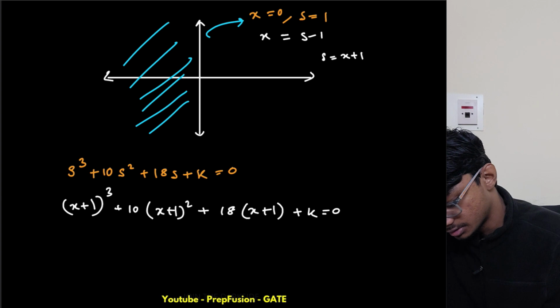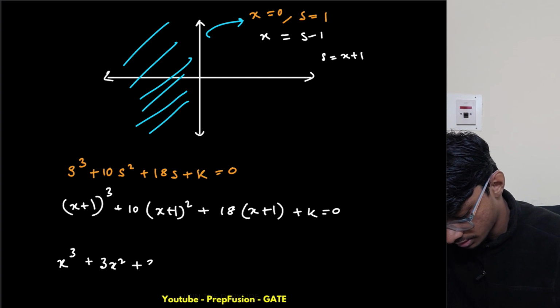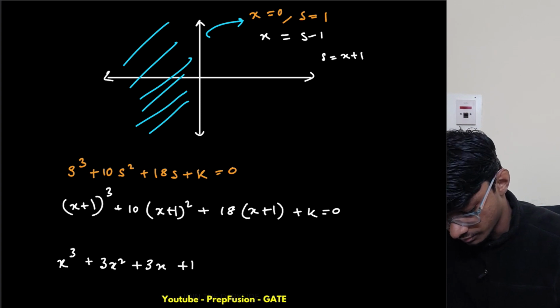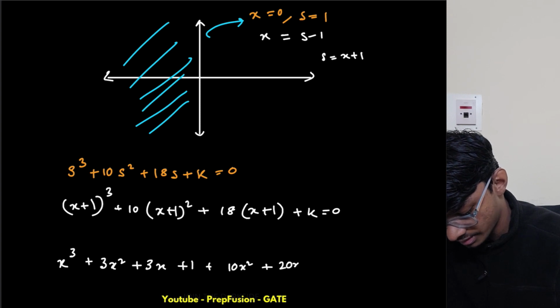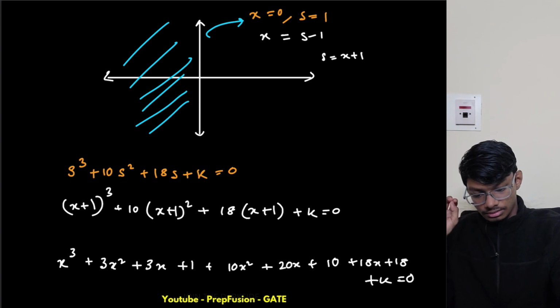So yeah, let me complete this equation. This becomes x cube plus 3x square plus 3x. I hope you know the cube expansion. So this is 10x square plus 20x plus 10, and this is plus 18x plus 18 plus k equals 0, right? So this is what basically my equation is.